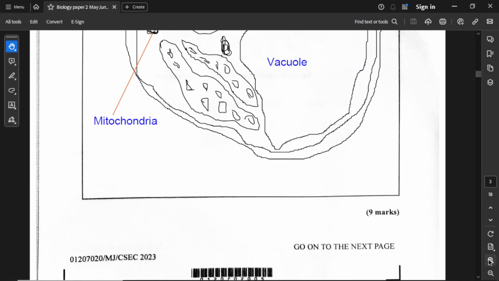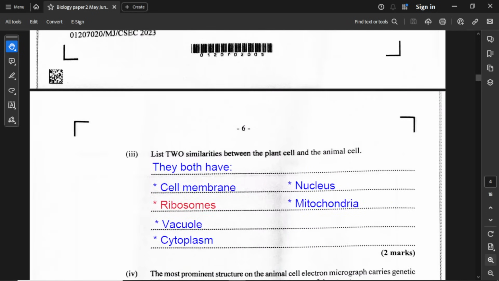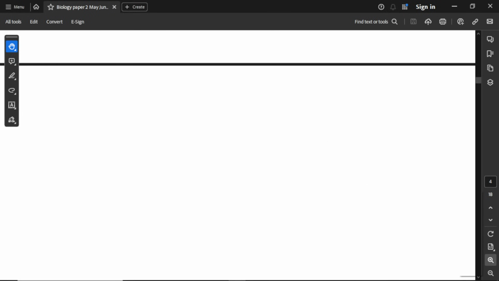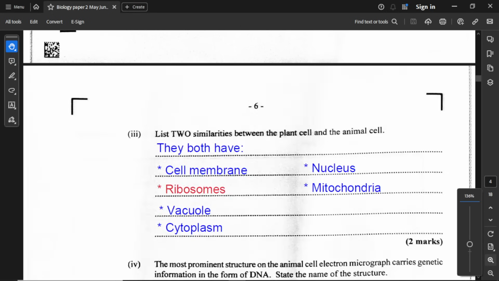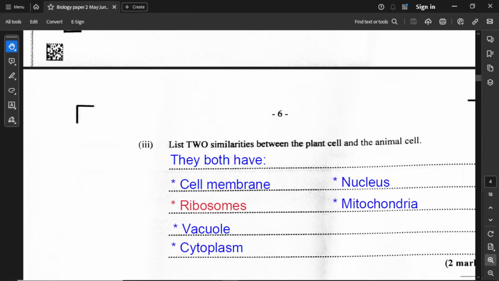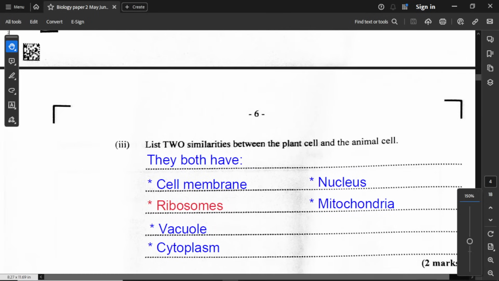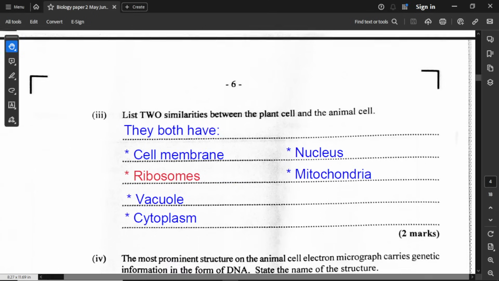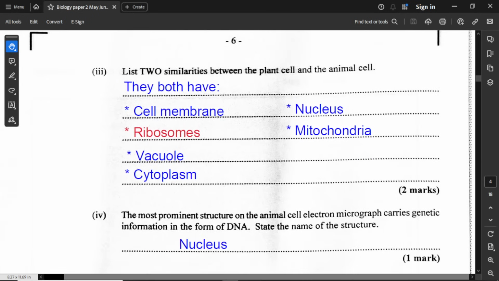All right, so let's go down, and this is part 3. This question reads, list 2 similarities between plant cell and the animal cell. All right, let's go a little bit more in our zoom. All right, that is better. So similarities will include cell membrane, ribosomes, vacuole, cytoplasm, nucleus, and mitochondria. So both cells have these structures in common.